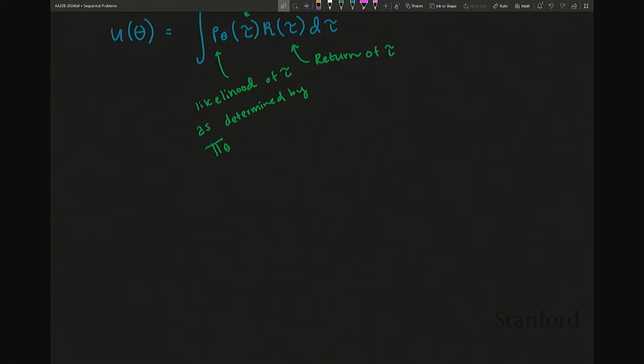Anything else? Cool. Okay. So the policy that we have is determining the likelihood. And so what we're going to do is we're going to take this analytical expression and we're going to get an expression for the gradient of u of theta from it. And to start, we're just going to take the gradient of both sides.